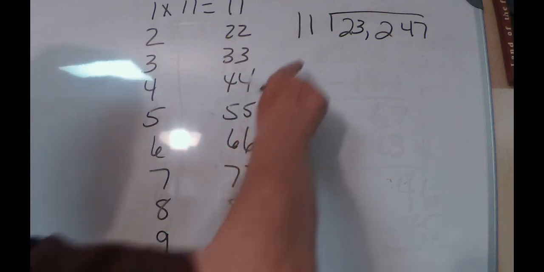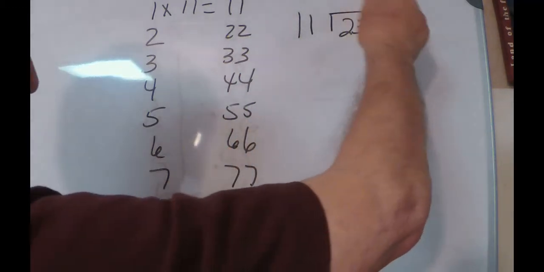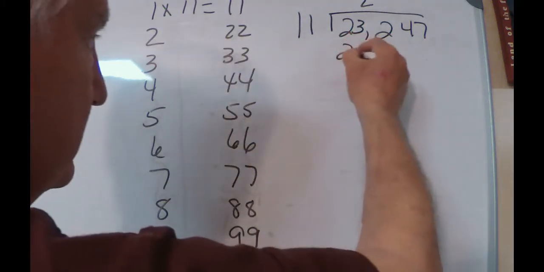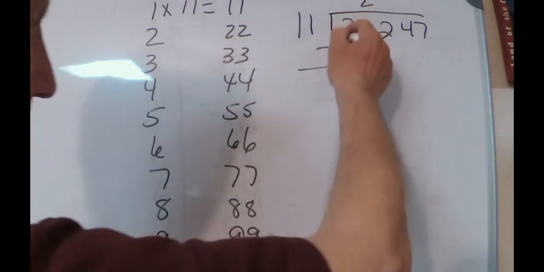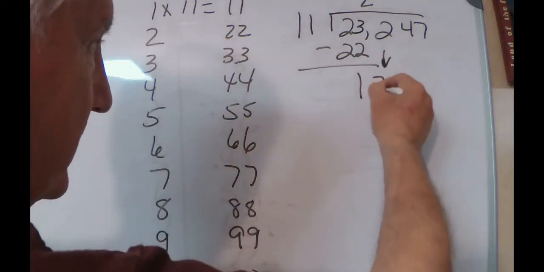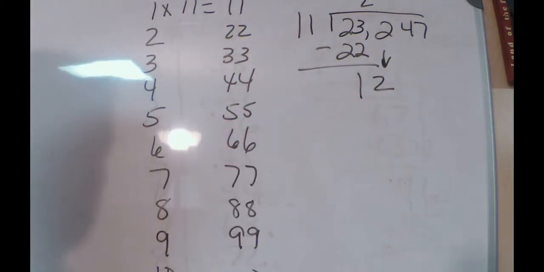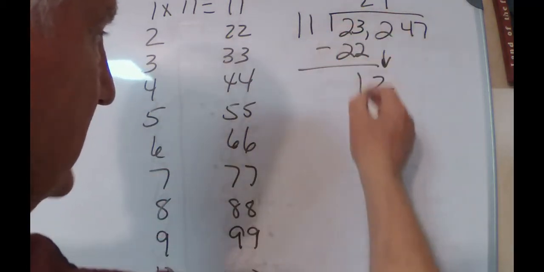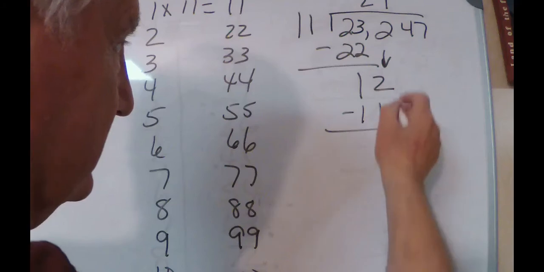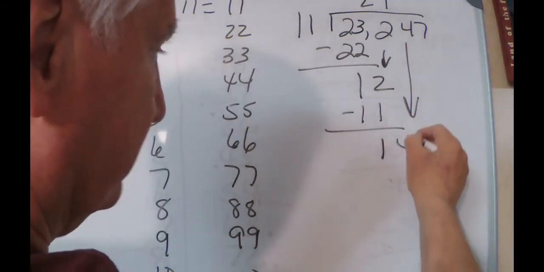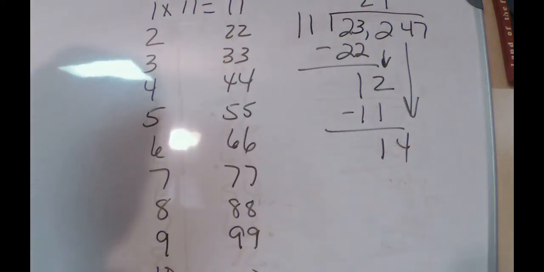Now we can go back and look at our skip count chart and figure out what we need to do. Well, 11 will go into 23 2 times based on my 22. I subtract 22 from 23 and I get 1. I bring down my 12. 11 will go into 12 1 time. 1 times 11 is 11. I subtract. 12 minus 11 is 1. I bring down my 4. That's going to leave me 14.